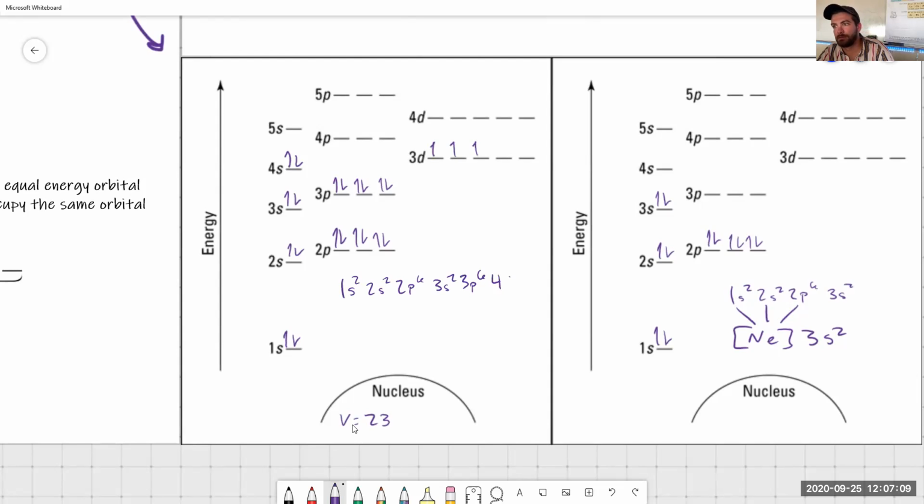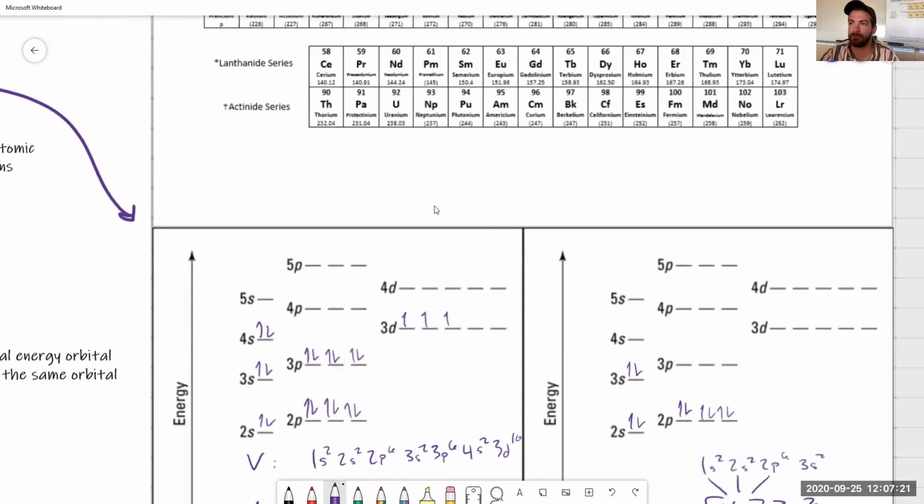Vanadium, writing it out in long form, would be 1s2, 2s2, 2p6, 3s2, 3p6, 4s2, 3d3, because I'm just going from bottom to top, writing it out. Now, that's correct. That's just a lot to write. So this is where shorthand notation gets really, really helpful, right?